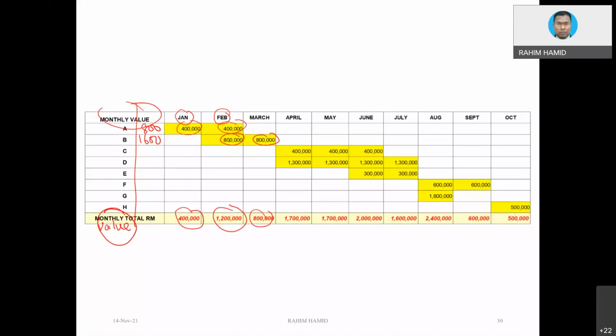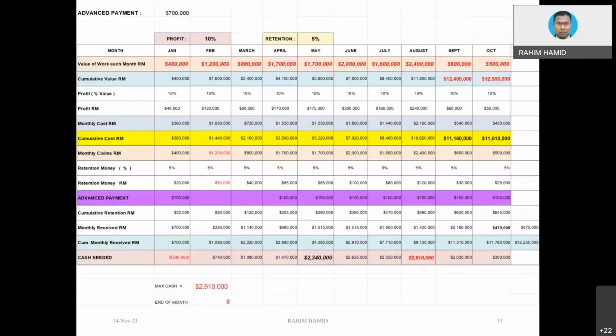But how about the cost? Well, the cost you need to calculate. Now we are going for the next step. Okay, so the next step, we can draw in column and row. So we put all the information first on this paper so that we are not going to get confused. We notice that the advance payment is 700,000. Retention money is 5%. Profit rate is 10%. That is the information that is given.